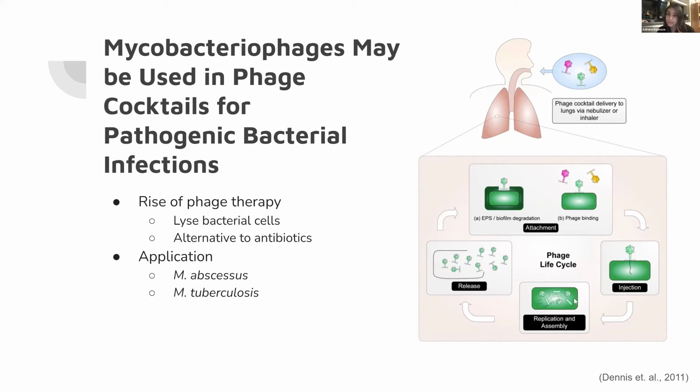Replication and assembly of phage particles ensues, and lysins and holins allow the phage to be released from the bacterial cell, effectively lysing it. You can see up there that we had different types of phages that were used in this phage cocktail, and this is because the immune system can recognize a phage as foreign. If it recognizes it as foreign, it can destroy it, and so we need backups in order to ensure that this treatment is still effective.